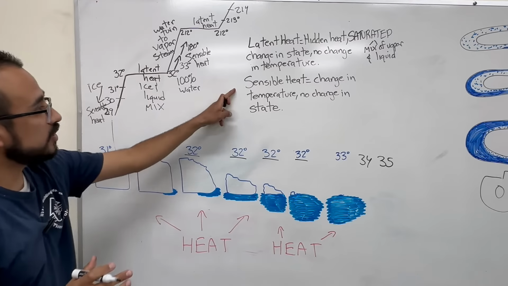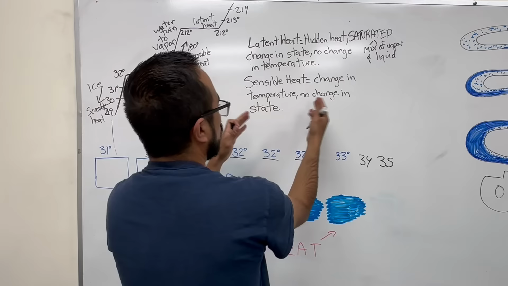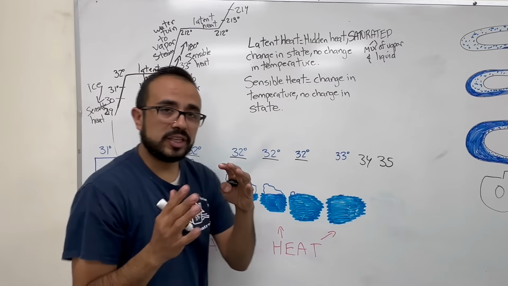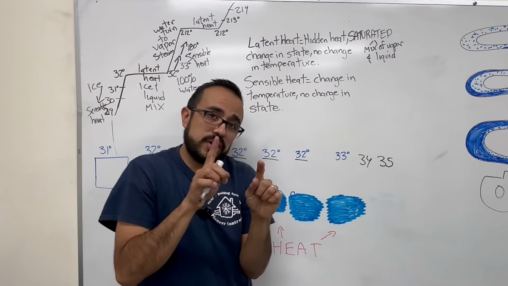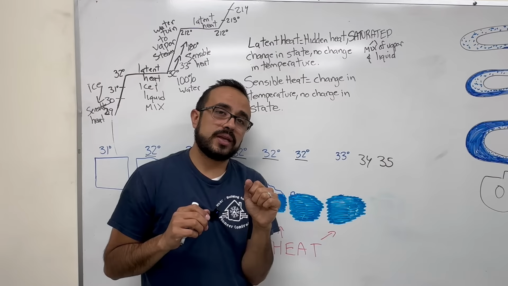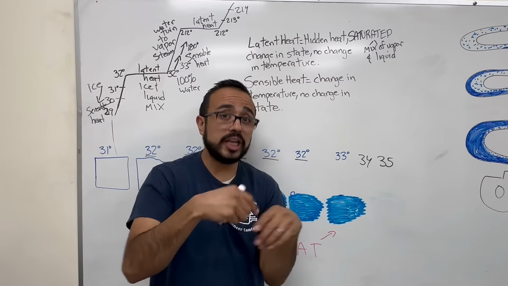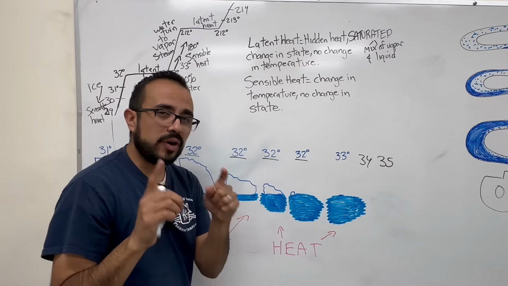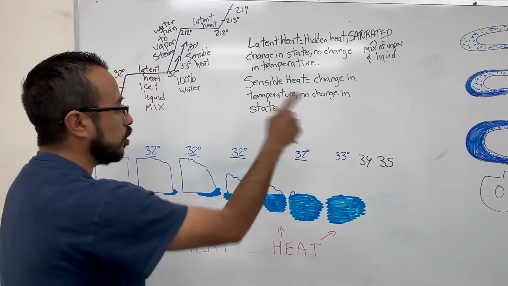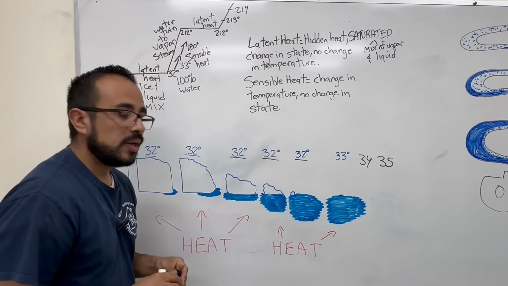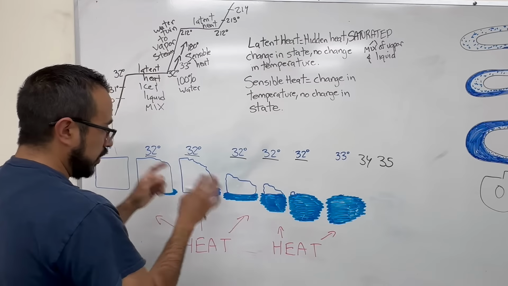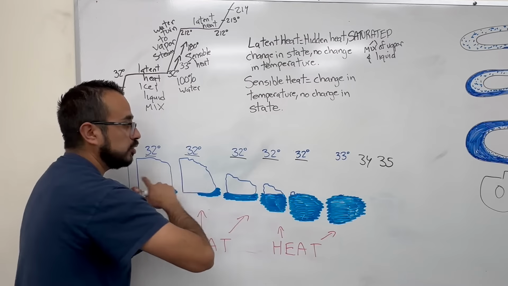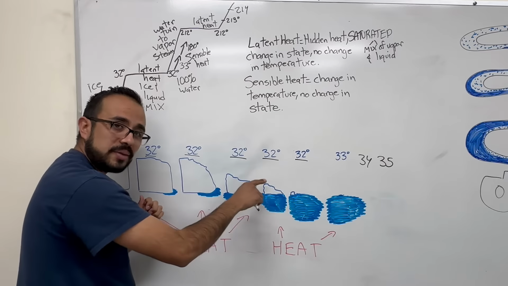So sensible heat, change in temperature, no change in state. You see the difference? Latent heat is changing the state, but no change in temperature. Sensible heat is change in temperature, but no change of state. So that's going to be very important to understand as we go into the refrigeration cycle. But just understanding this, that as long as you have a mix, the temperature stays the same.